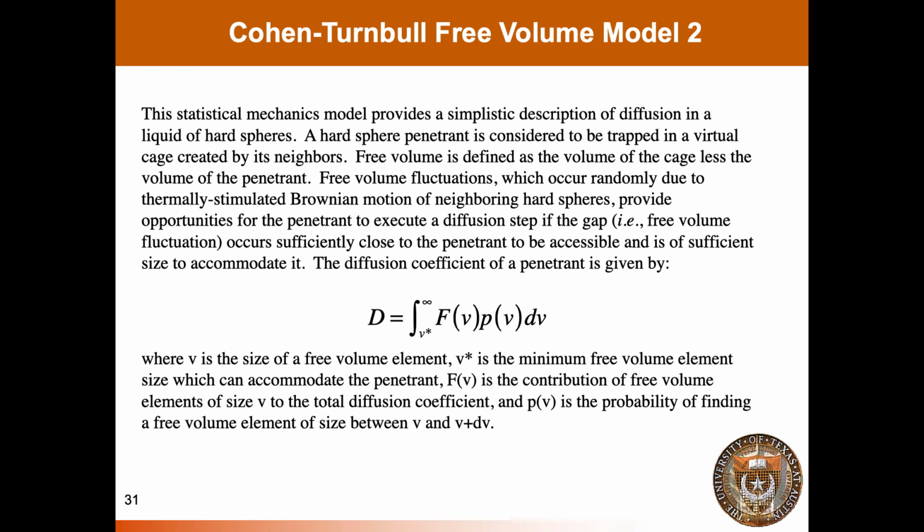But the picture that emerges from this, in the Cohen and Turnbull model, is given by the equation here in the center of this slide, that the diffusion coefficient depends upon P of V, which is the probability of finding a free volume element of size V, and F of V is then some measure of how much free volume elements of this size contribute to the diffusion coefficient. We're not going to worry about the details of that right now. And that if the spheres had a certain volume, V star, that if there were free volume available that were smaller than that, it couldn't contribute to molecular motion. And so you're only integrating over free volume elements that are large enough to permit molecular motion. And so that's what V star is.